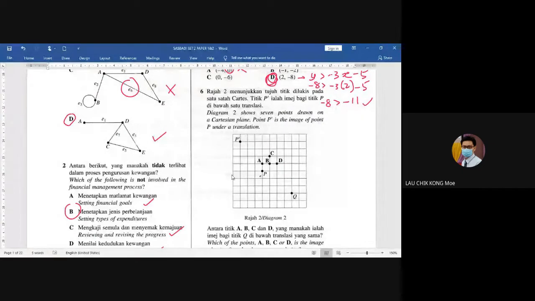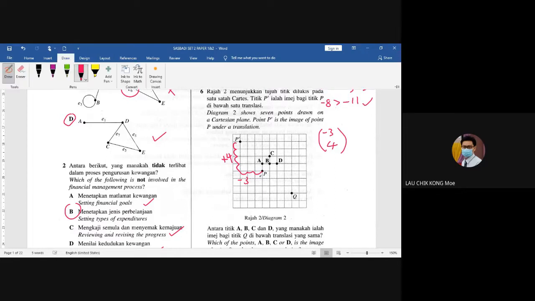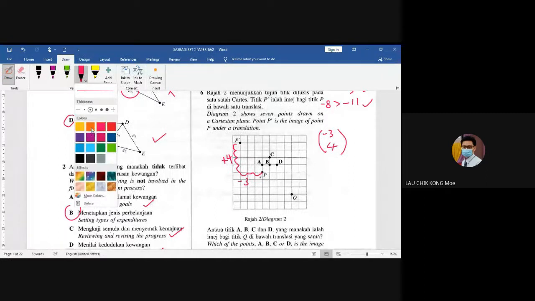Okay, so we can do it like this. From P to P prime: 1, 2, 3, negative 3. 1, 2, 3, 4, positive because going up. So the translation is negative 3, 4. Right. So now we try to do for the Q.